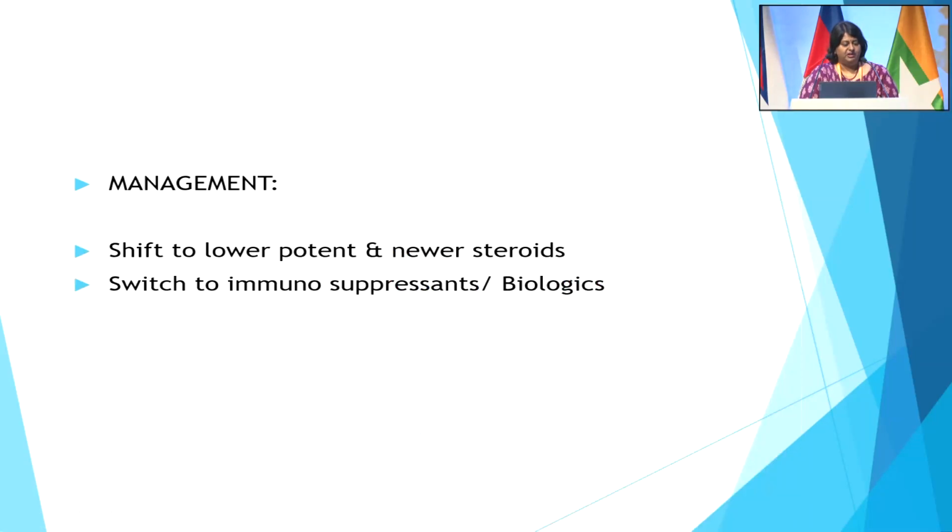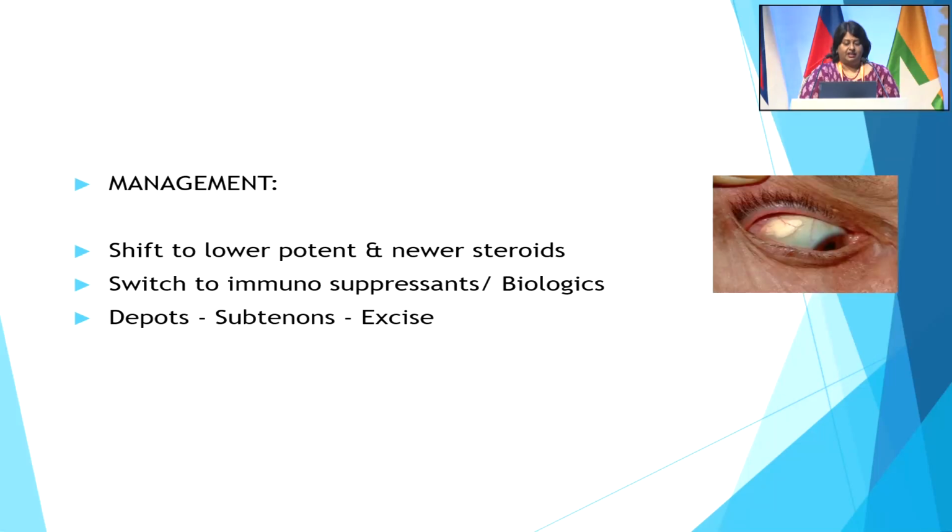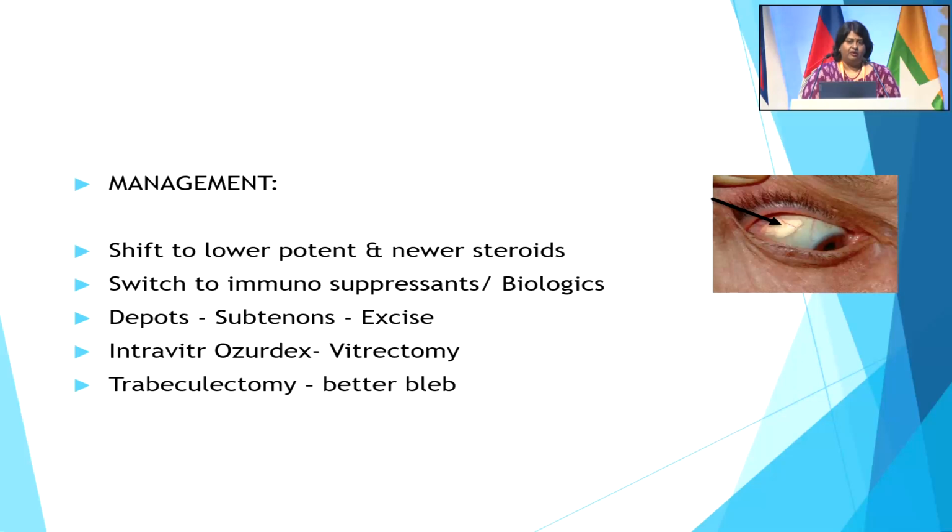Management: shift the patient to lower-potency and newer steroids, or switch the patient to immunosuppressants or biologics if long-term therapy is required. If it is a depot steroid like a sub-Tenon's injection, then you have to excise it. If it is an intravitreal Ozurdex, you can do a vitrectomy to remove the Ozurdex. But if the Ozurdex needs to stay in place, then you can go ahead and do a trabeculectomy. What we have seen is that trabeculectomy works better if there is a cover of steroids.